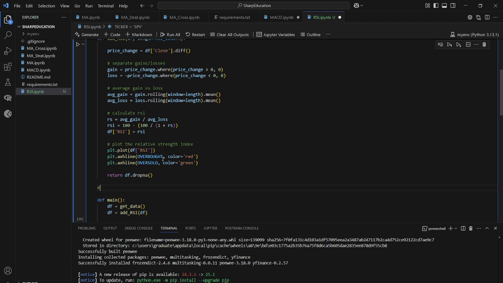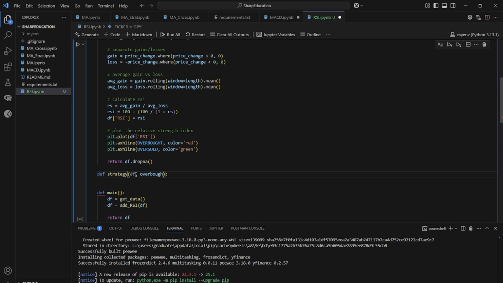So, we need to do overbought equals overbought, oversold equals oversold. Great. And we're going to return the data frame at the end with some modifications with a strategy column. So same thing as always, we use np.where for this. We're going to start off with data frame strategy equals 0. And from there, we're going to start modifying it.